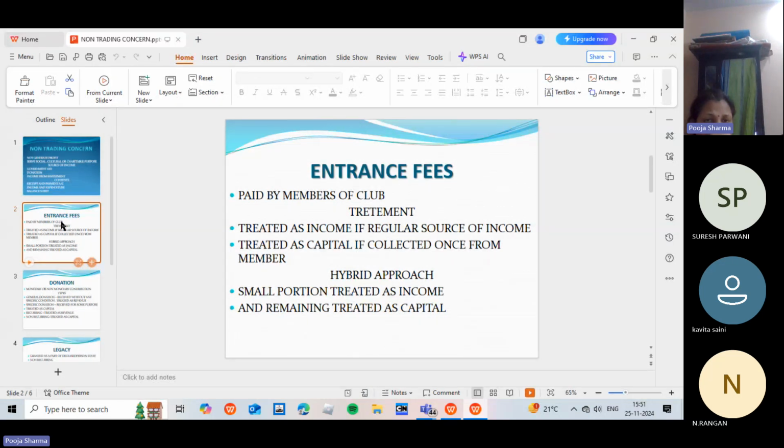Now the hybrid approach. In a hybrid approach, you can divide it into two parts: half the portion treated as income and the other as capital. The portion that you are going to receive in the future, say annually, monthly, or quarterly, we will treat as income. But the remaining portion that we have received only one time, which we are not going to receive in future, will be shown in the balance sheet under the head capital.